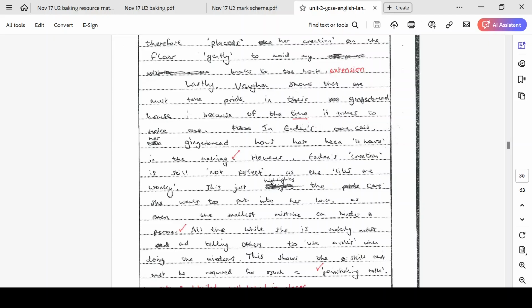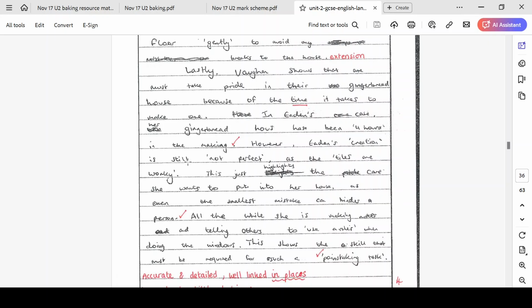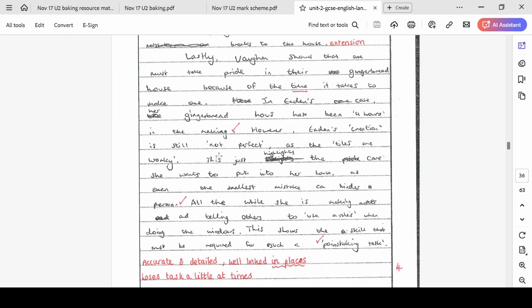Let's have a look at the last point they make. Lastly, Vaughan shows that she must take pride in their gingerbread house because of the time it takes to make one. In Eden's case, her gingerbread house has been, quote, 4 hours. That's a nice short quote. However, Eden's creation is still not perfect. The tiles are wonky. Look how they're using quotes to flow as part of their own sentences.